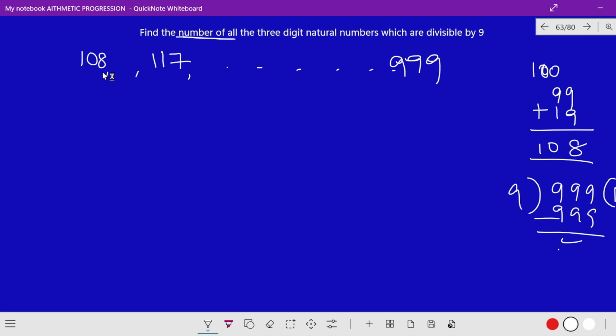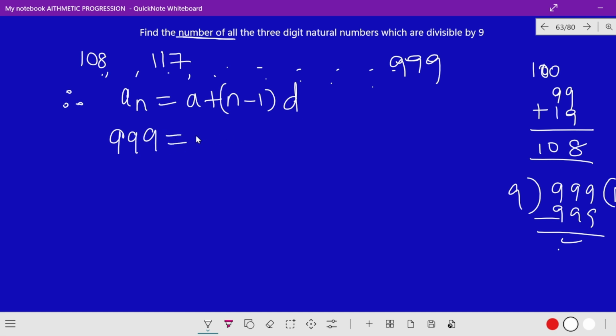Now we can find the number of terms. How many numbers are there? Therefore, we know the last term an is equal to a plus n minus 1 into d. So an is 999, which is equal to 108 plus n minus 1 into 9. Bring the 999 beside.